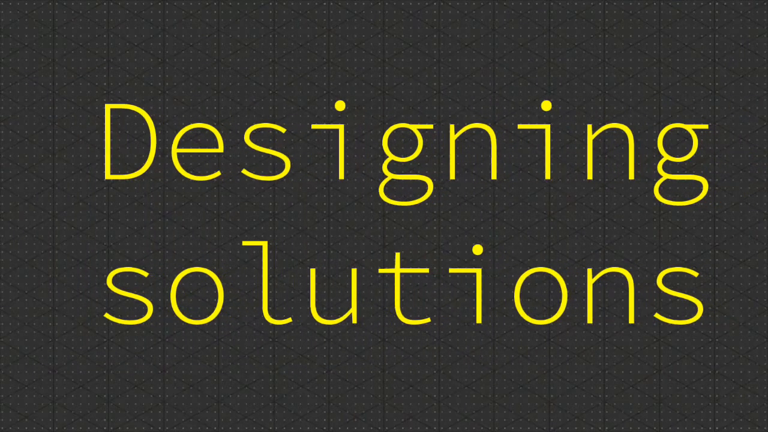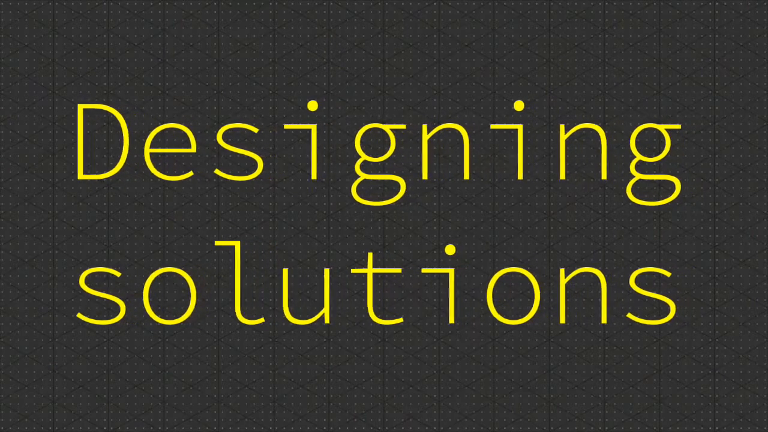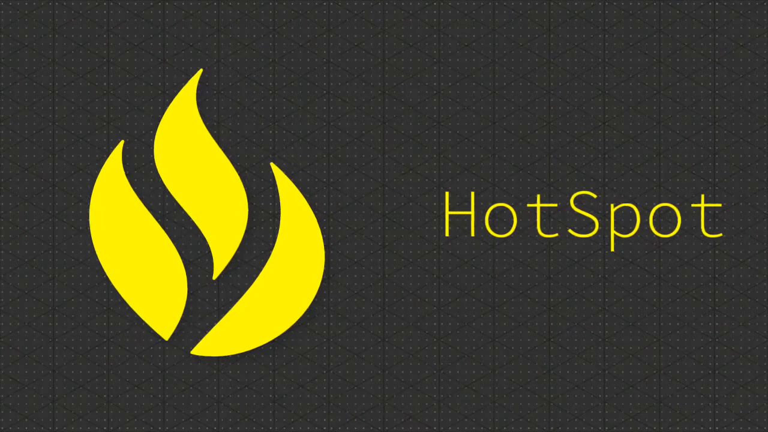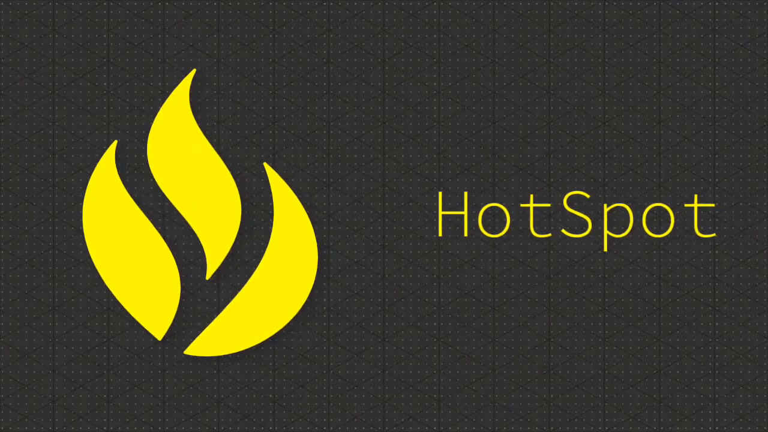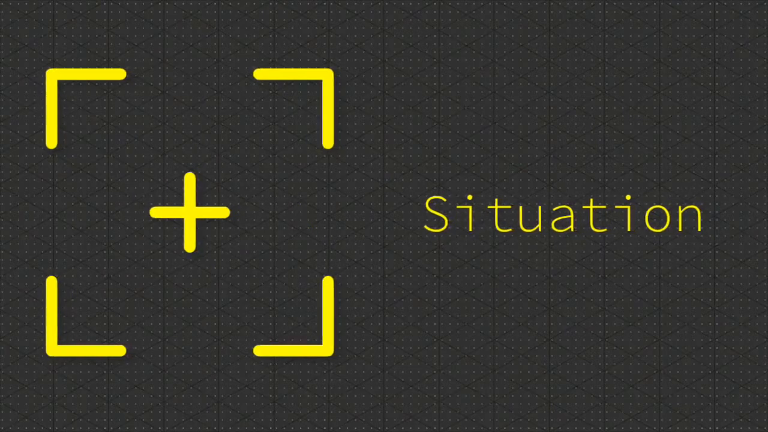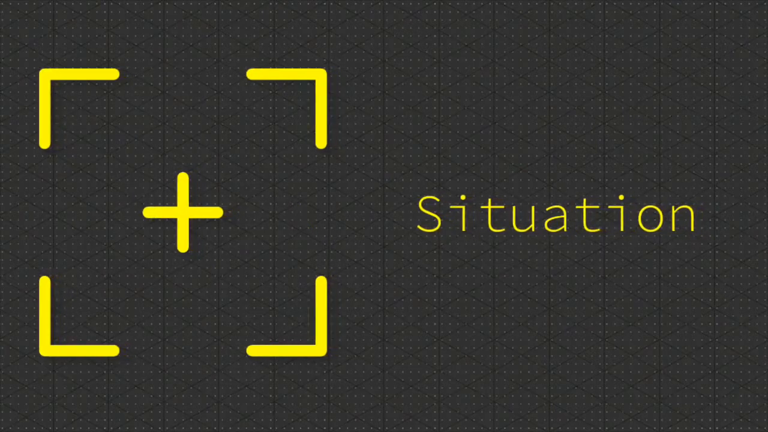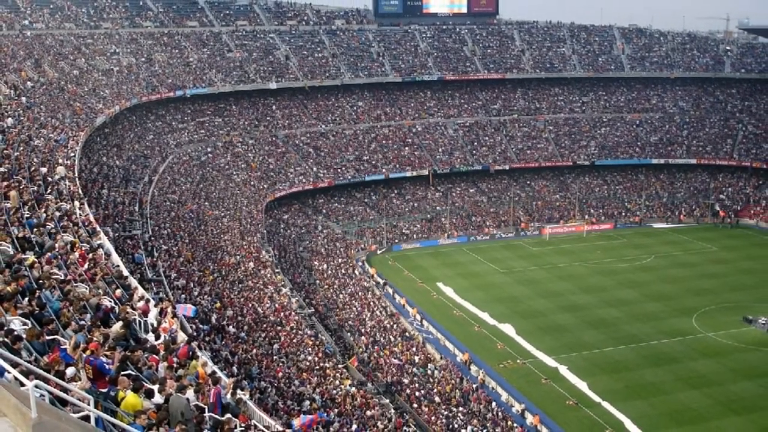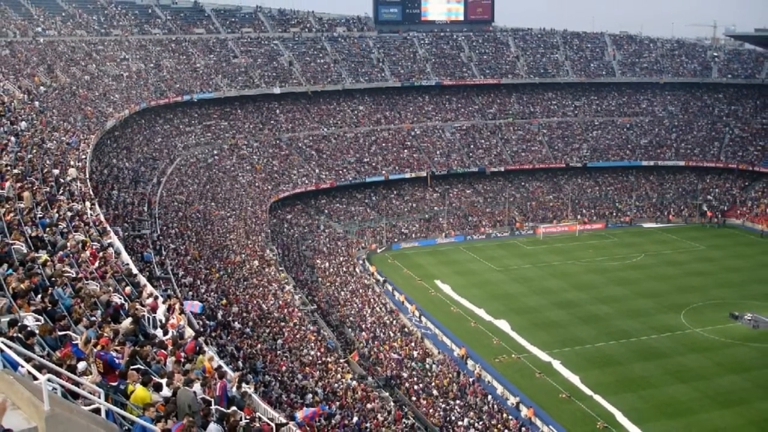Okay, so now that you figure out the kind of problem you want to solve and how many people are facing it, you can start designing the solution. And you do this by finding one or more hotspots in a given situation and picking the one which has got the most amount of pain. So let's see how. Let's take an example situation and see if you can find hotspots within it. For example, let's take a sports match and see if you can find hotspots inside of this.